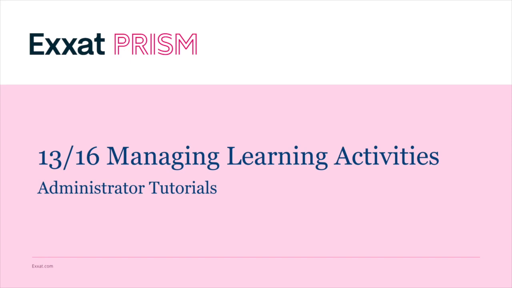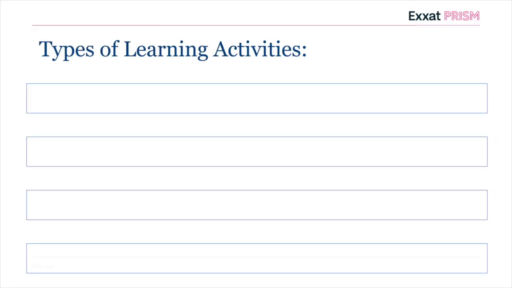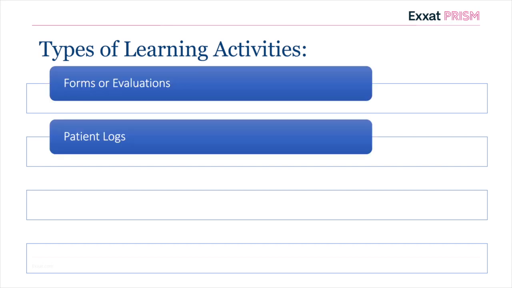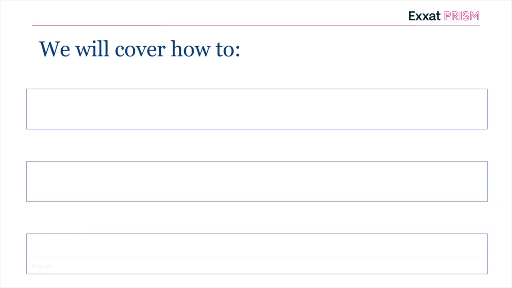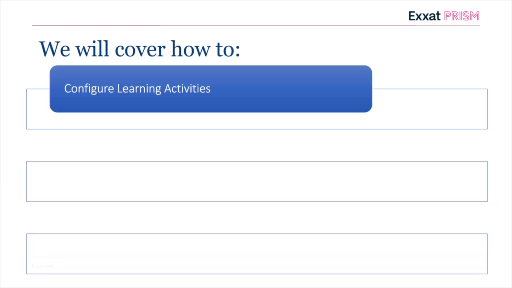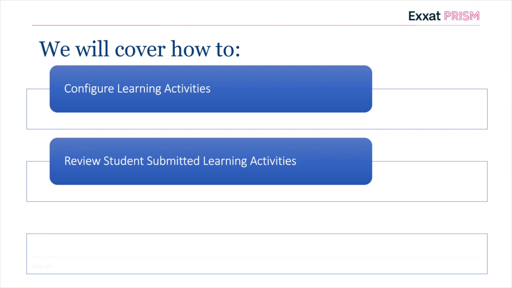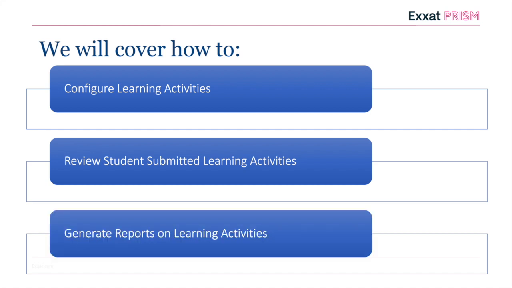assignments. There are 4 distinct types of learning activities that you can assign to students: forms or evaluations, patient logs, timesheets, and time off. This video tutorial will demonstrate how to configure these learning activities, review student submissions, and generate comprehensive reports on student-submitted learning activities.